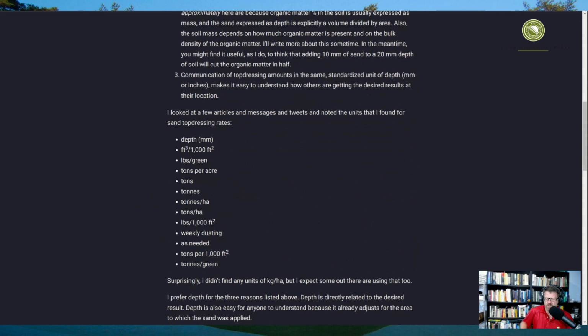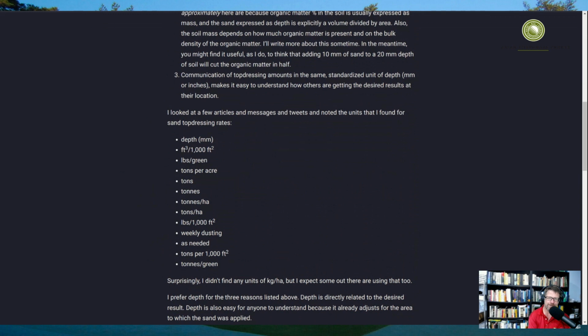So those are some numbers, right? 6 millimeters, 7 millimeters, 9 millimeters, 12 millimeters, 15 millimeters. That's kind of the range of what has been recommended in magazine articles and from some famous consulting groups.